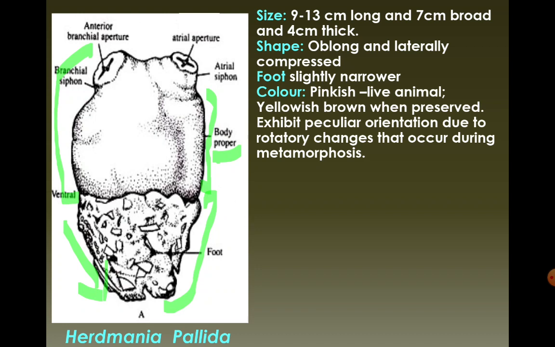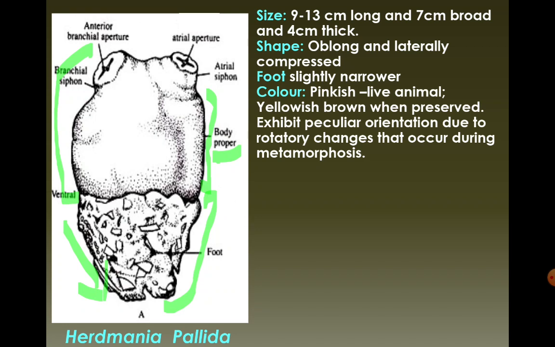Now the color of this Herdmania, when it is fresh, in its living condition, appears pinkish. Later when we discuss the blood vessels, we will understand why it becomes pinkish in color. Then it becomes yellowish to brown when it is preserved. And one more unique character of this Herdmania is that it exhibits a peculiar kind of orientation that occurs due to rotatory change during the process of metamorphosis.